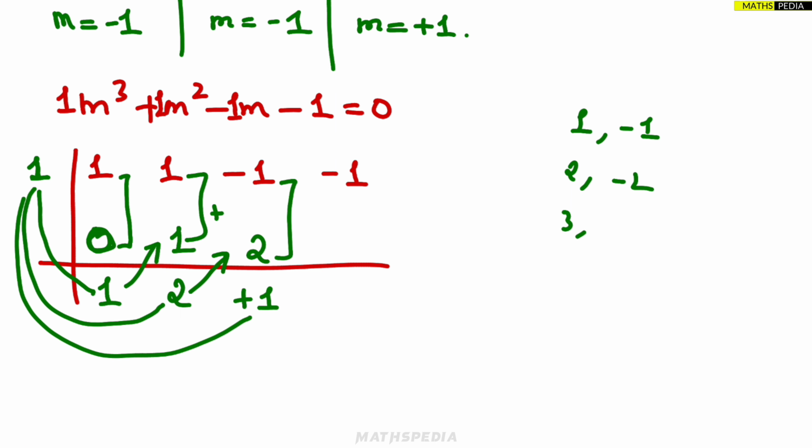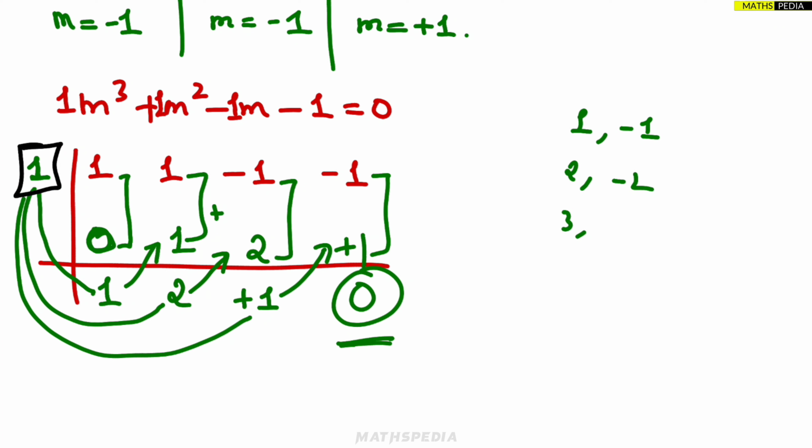Again 1 into 1, write it over here, plus 1. Plus 1 minus 1, 0. If you are getting the last value as 0, then you have to understand that whatever number you have taken will be the root, one of the roots. Since it is cubic, 3 roots will be there. Here we have got 3 values, right? So the first value we got is m equal to 1.